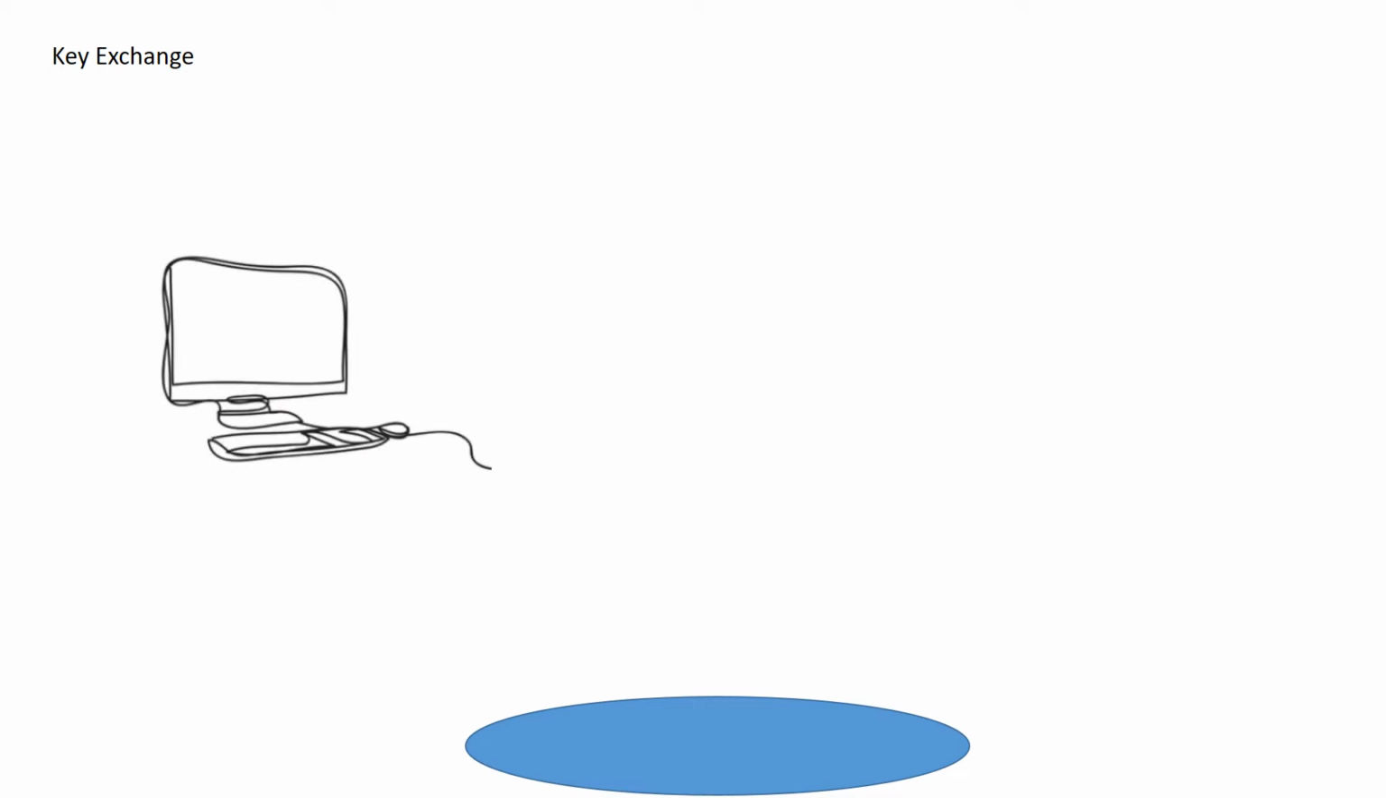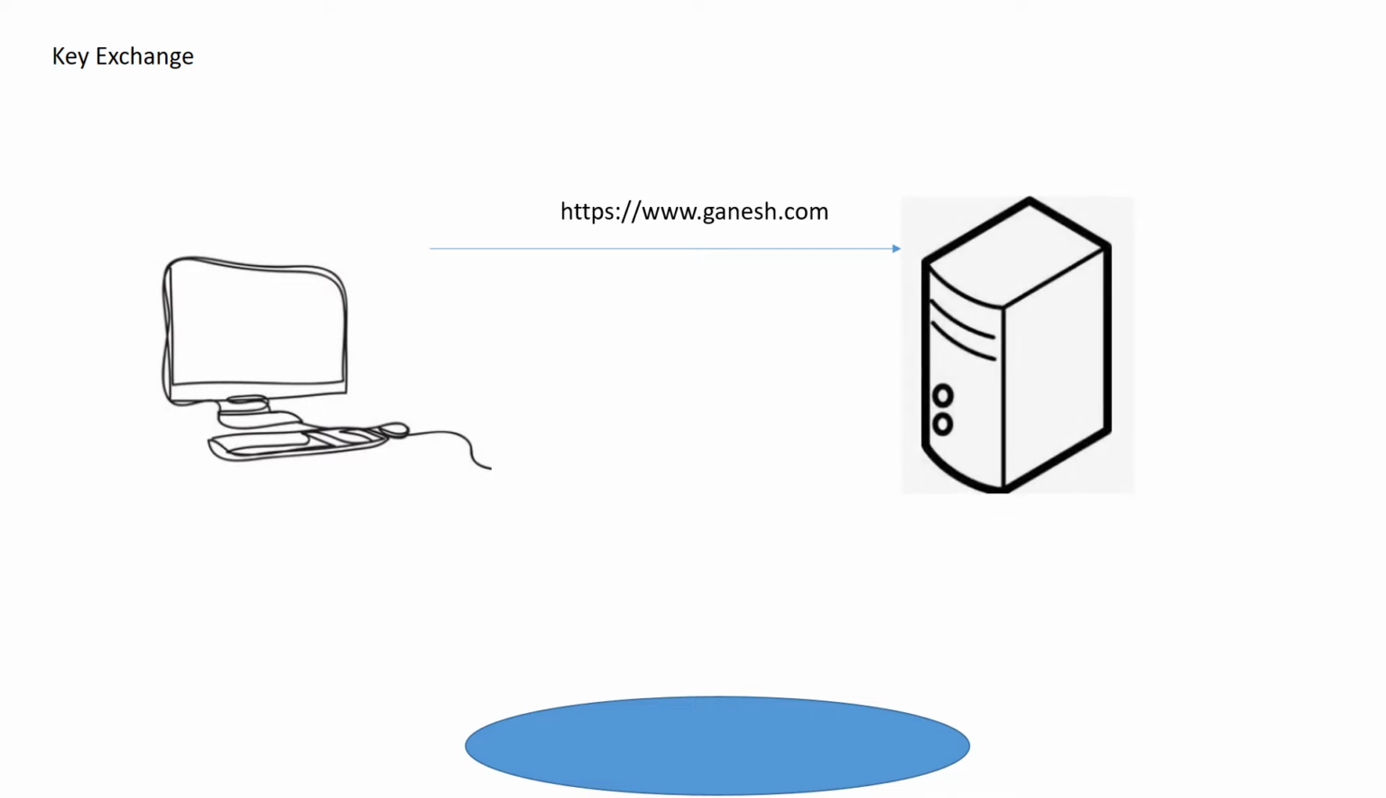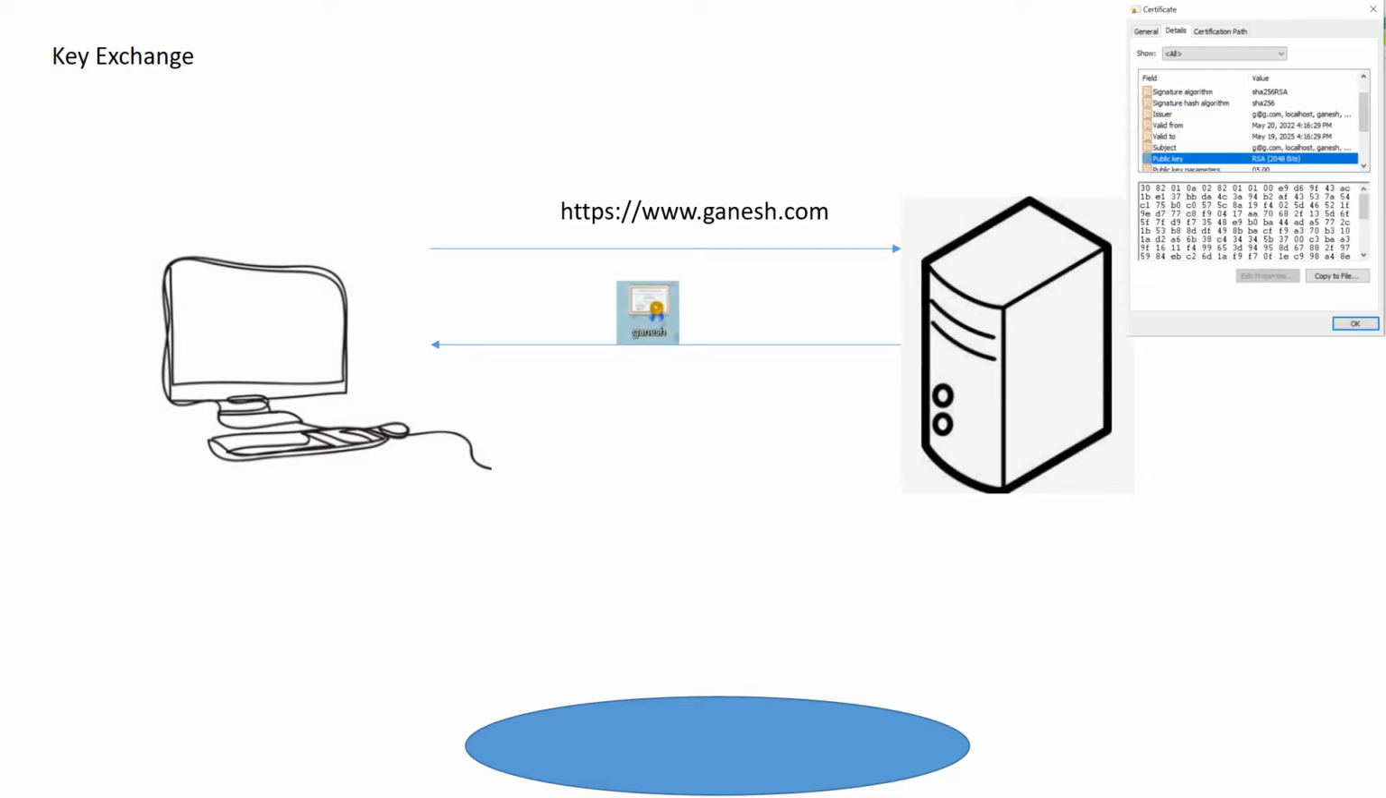So let's see how a key exchange happens over the internet. Let's say a device on the internet is requesting a domain www.ganesh.com in a secure fashion, which is HTTPS. So it resolves to this server. This server will present its security certificate. A security certificate has some key information like the signature algorithms, the hash values, the issuer, the validity, and a public key of the server.